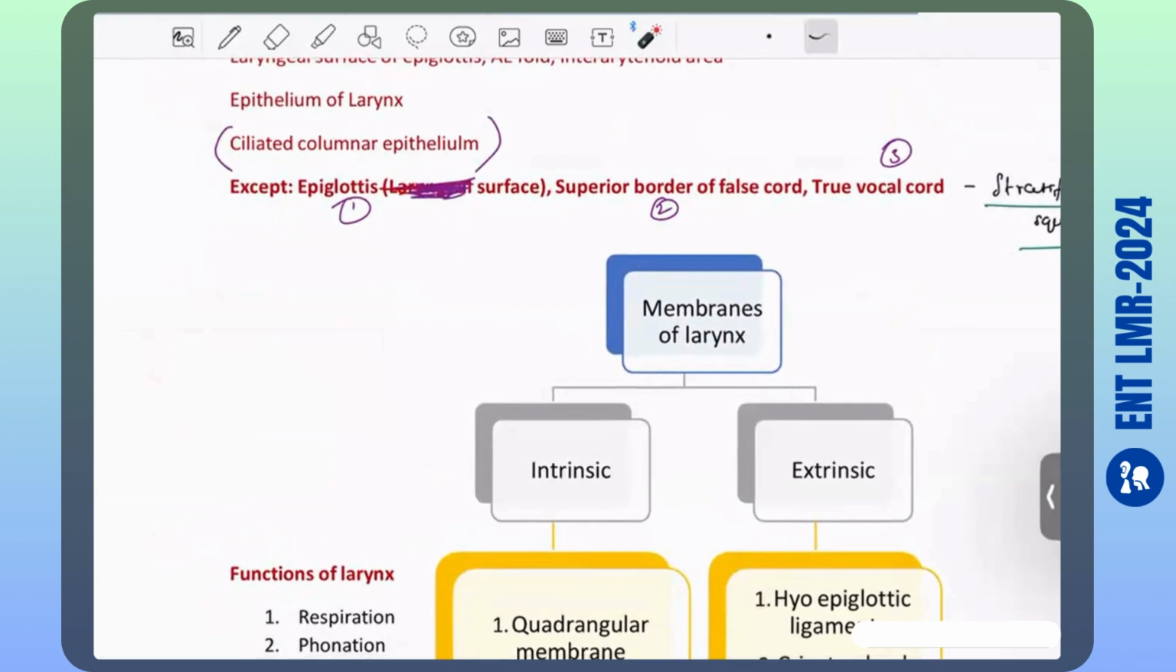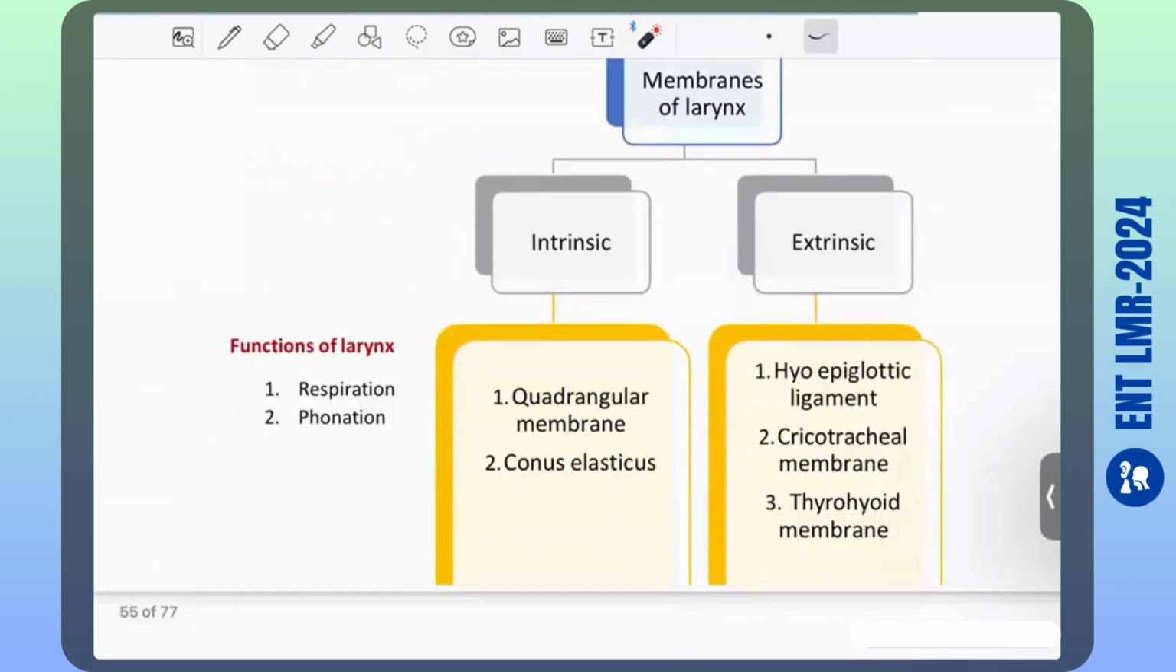So we are having three unpaired cartilages, three paired cartilages. So this is the premises of the larynx. If a membrane starts from the larynx and ends at the larynx, it is called an intrinsic membrane. If a membrane starts at the larynx and ends outside the larynx, we call it an extrinsic membrane. Very easy. So quadrangular membrane and conus elasticus start and end within the larynx, whereas hyoepiglottic ligament, cricotracheal ligament, thyrohyoid membrane and cricothyroid membrane start from the larynx and end outside, like the hyoid bone or tracheal ring. If it ends outside, it is an extrinsic membrane, very easy to understand.